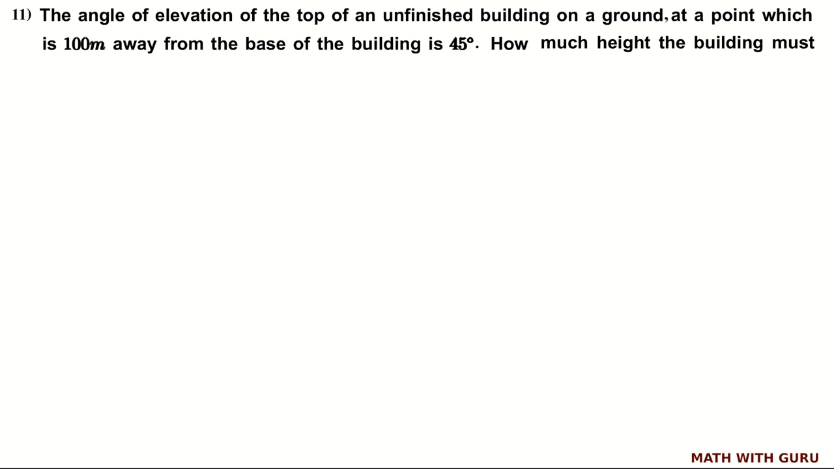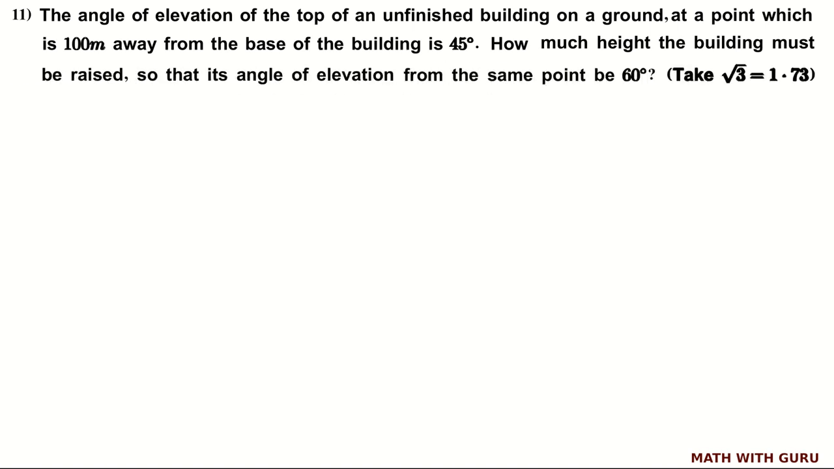11th question. The angle of elevation of the top of an unfinished building on a ground at a point which is 100 meters away from the base of the building is 45 degrees. How much height the building must be raised so that its angle of elevation from the same point is 60 degrees. Take root 3 equals 1.73.